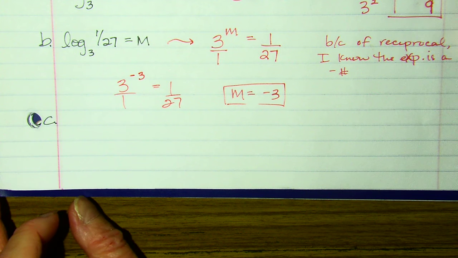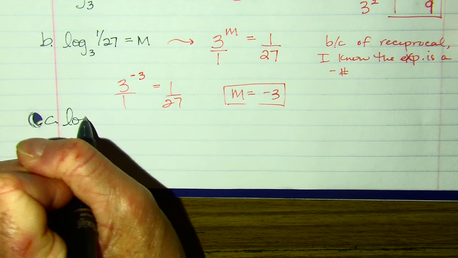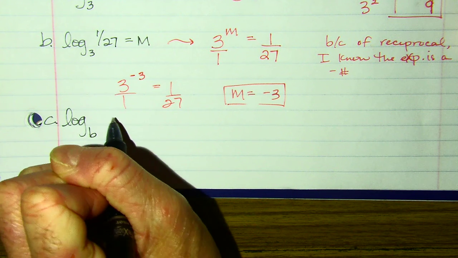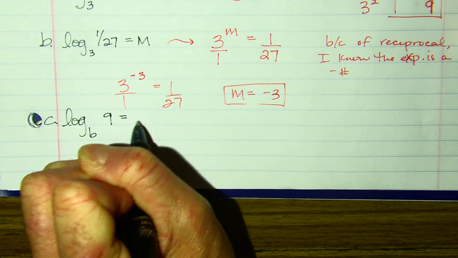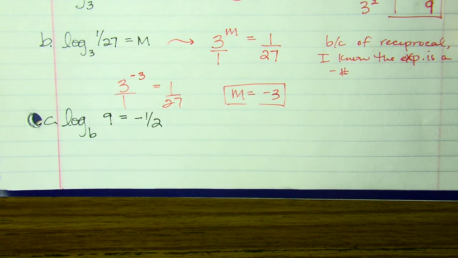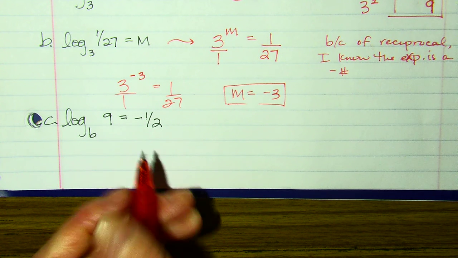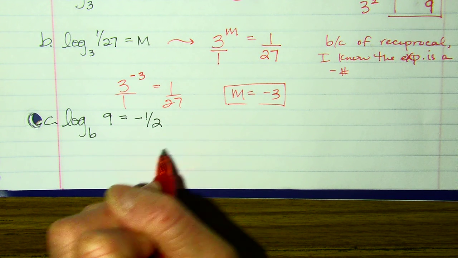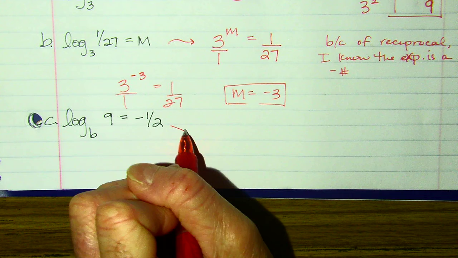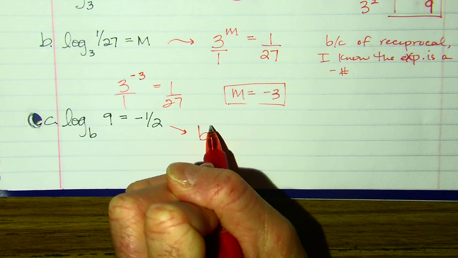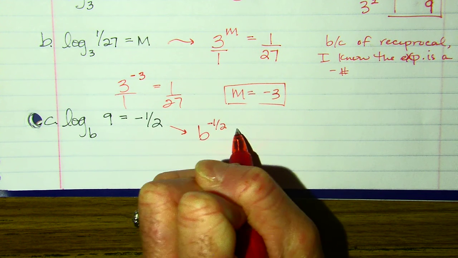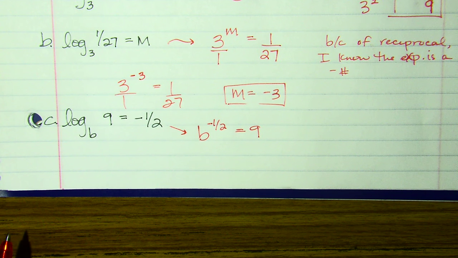Now, these are going to start to get harder. Log base, I don't know my base, of 9 equals negative 1/2. All right, so first things first, let's write this in its opposite form. So my base to the negative 1/2 equals 9. Whoa.